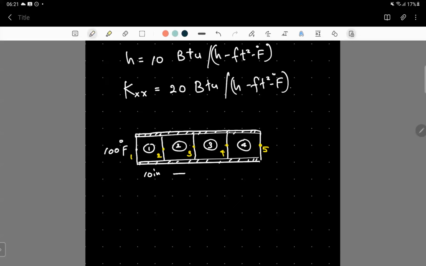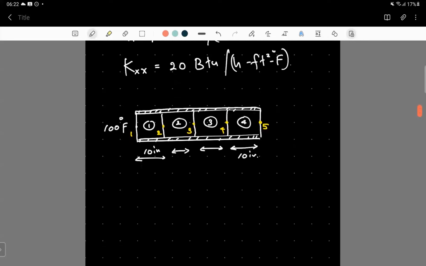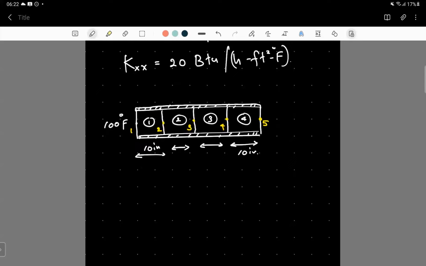So it is the same distance for all these elements. First, let's try to calculate the stiffness matrices for each element. For that, we will use the equations which we derived previously. We know the element stiffness matrix can be calculated in the following way.